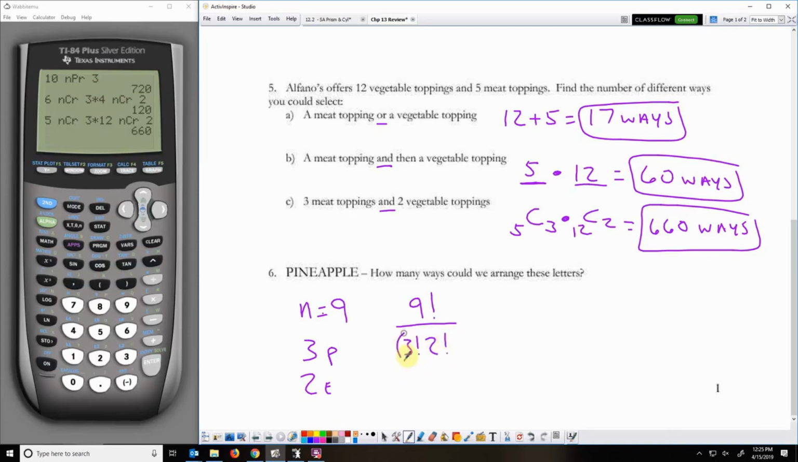When I put this in the calculator, I want that denominator all to stay together, so I need parentheses here. So 9 factorial, that's math probability option 4, divided by parentheses 3 factorial times 2 factorial, close parentheses. 30,240 ways.